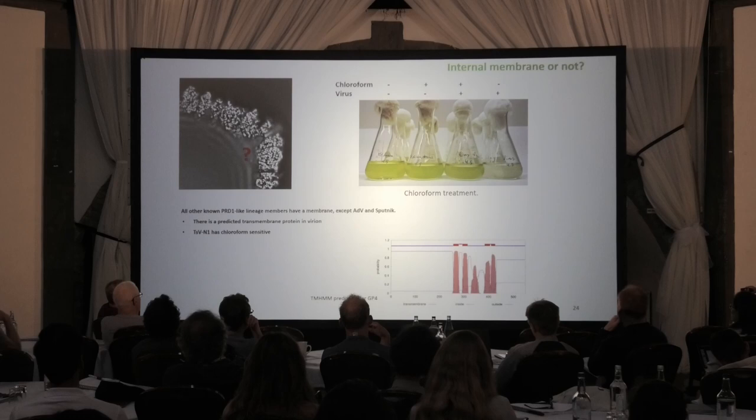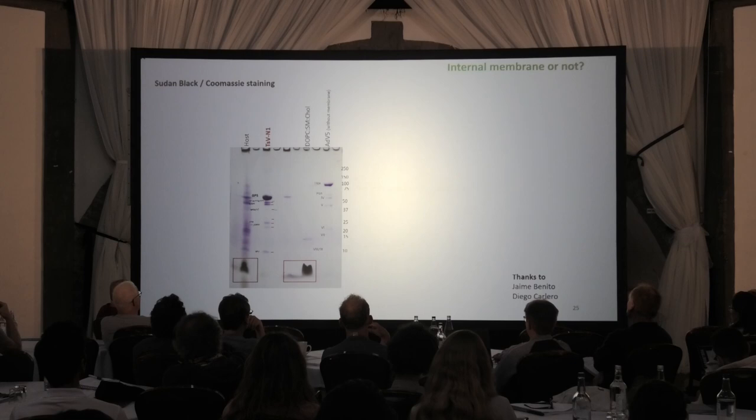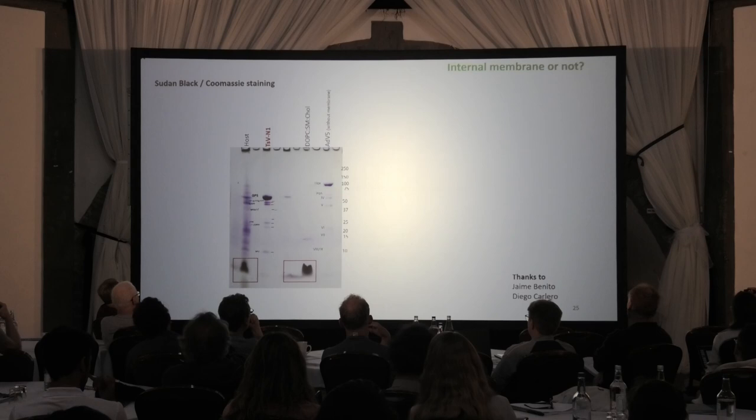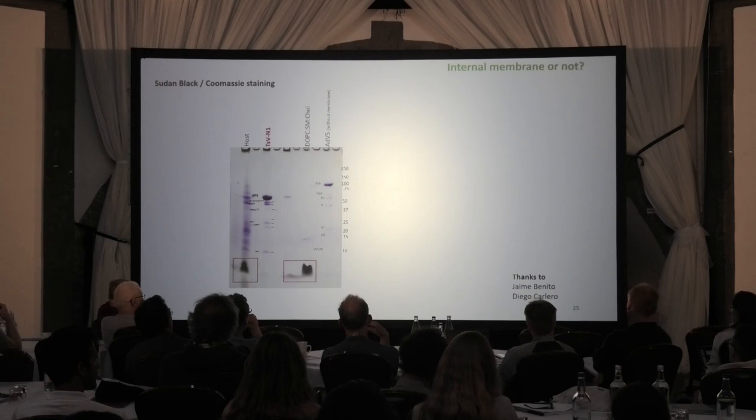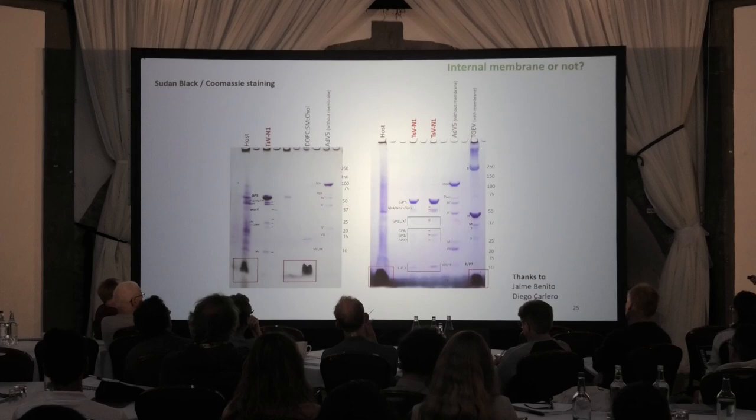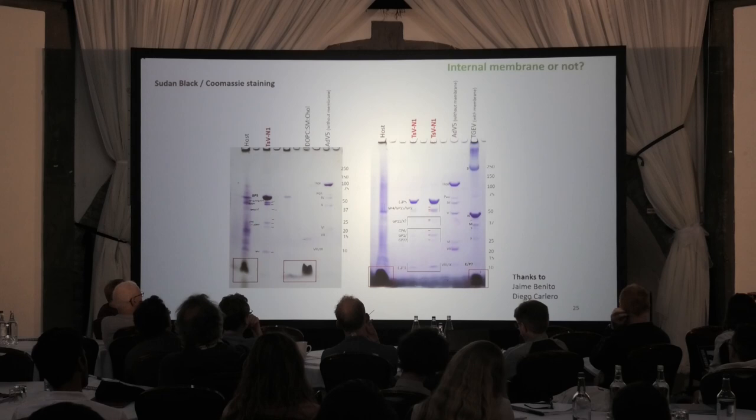So we did a Sudan Black staining to detect the lipids in the sample. This compound stains the lipids. As you can see here, this is a mix of lipids and cholesterol. We detect signal here, and also for the host sample, but not for our virus and for adenovirus. Adenovirus doesn't contain an internal membrane. We repeated this experiment using another positive control. In this case, it's a coronavirus. We detect signal for this coronavirus and also for the host, but not for TSDN1 and adenovirus.